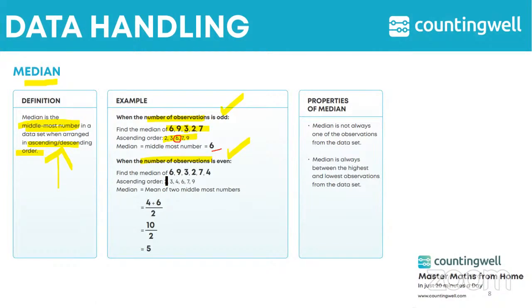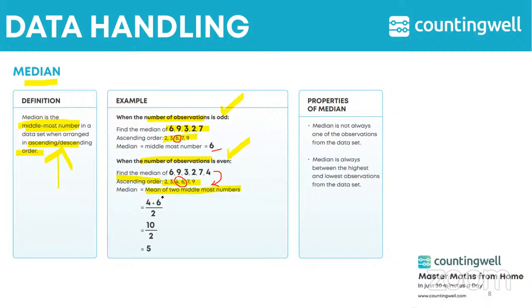When the number of observations is even, again, first we have to arrange the numbers in ascending or descending order. And then we have to take the median of the two middlemost numbers. So I'll show you. When we arrange the set of numbers in ascending order, we have 2, 3, 4, 6, 7, and 9. Here you can see the two middlemost numbers are 4 and 6.